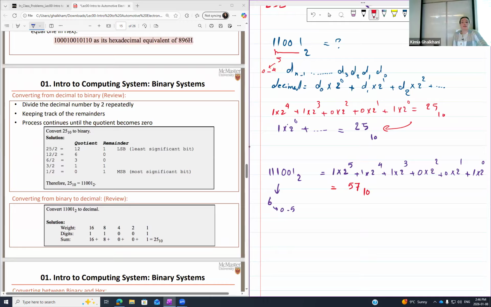Everyone got the point? So far we learned how to convert binary to decimal and how to convert decimal to binary, right?